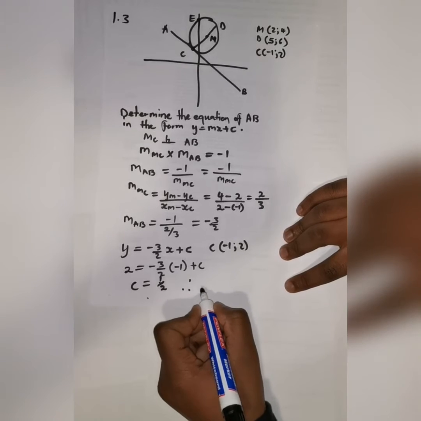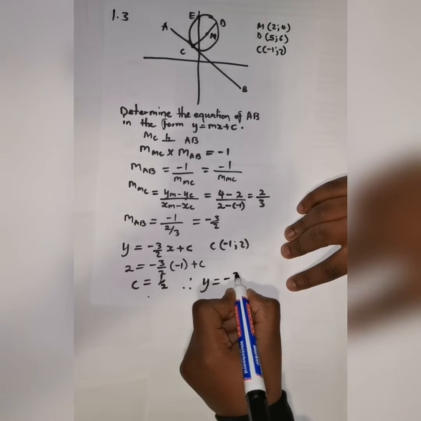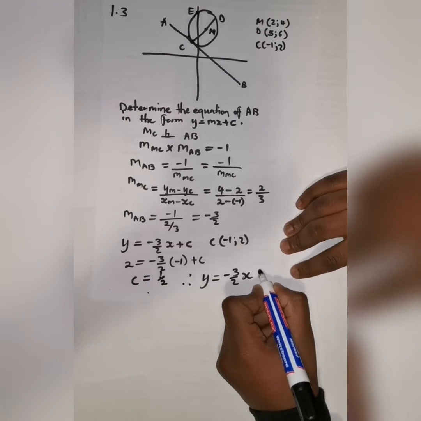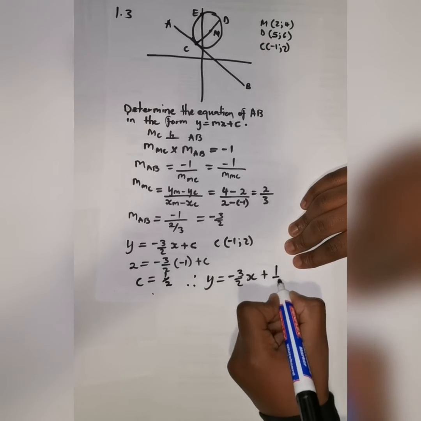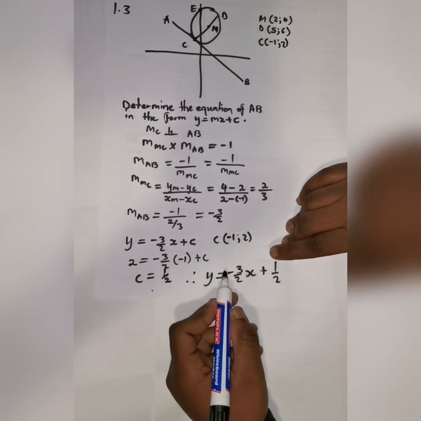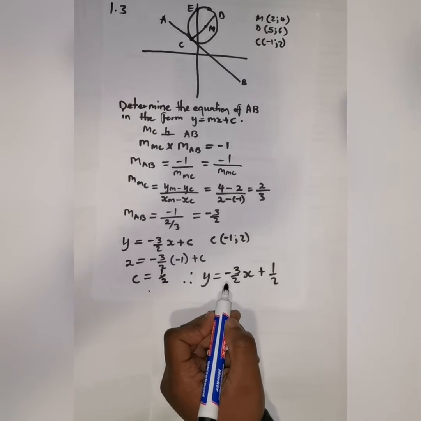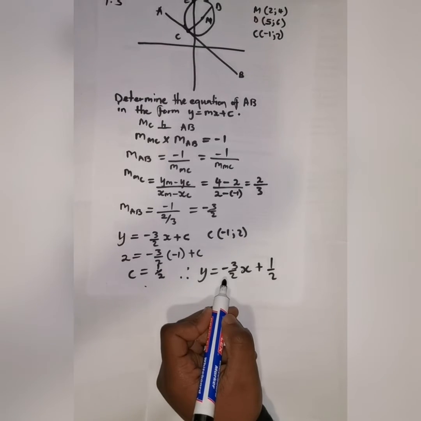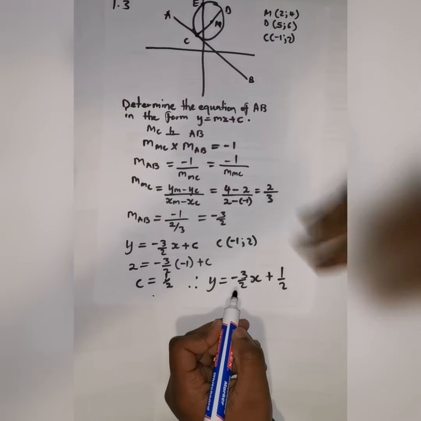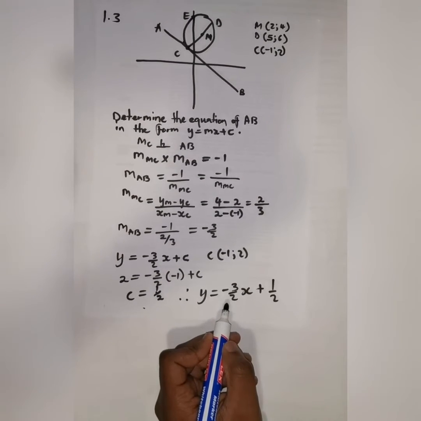So therefore your equation of AB is going to be as follows, plus C, which is half. So this is the equation of the straight line. To confirm this equation, in this case there's not much you can do, because you only have a point C, so just ignore it. Okay, so this is the equation of the straight line for this question.